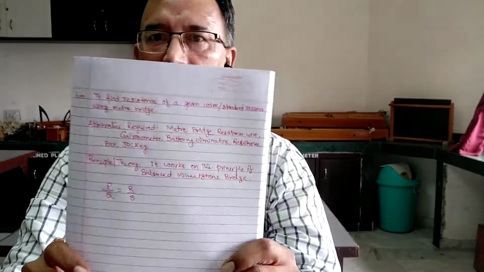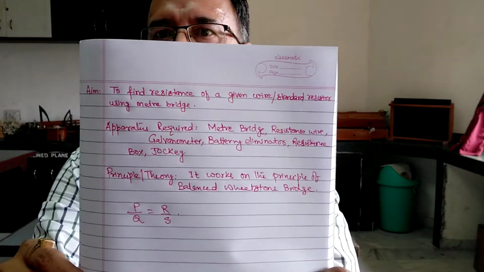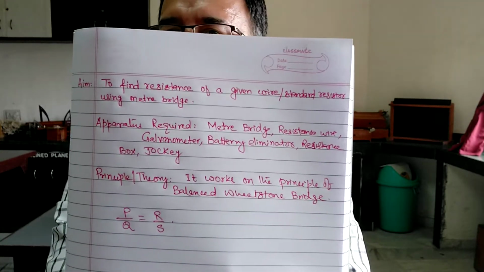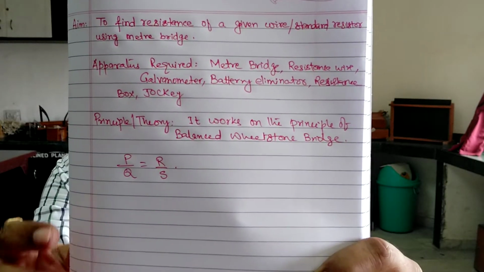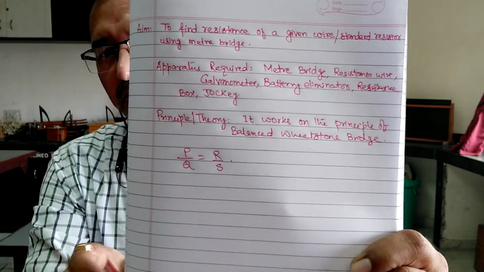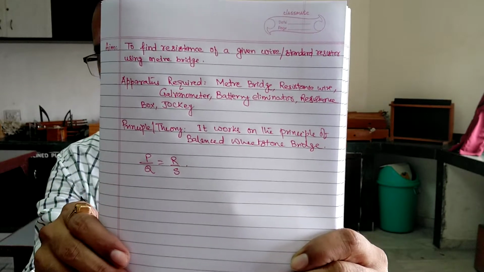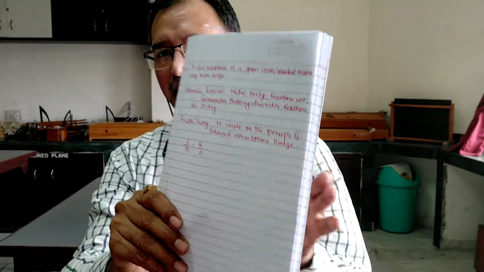Okay. So children, again I am repeating what we are doing today. You can see here what is the aim of the experiment, what we are doing, what are the apparatus required. What is the principle? It works on the principle of balanced Wheatstone bridge, that is P by Q equals R by S. Now let's see the circuit, how I have done the circuit connection.